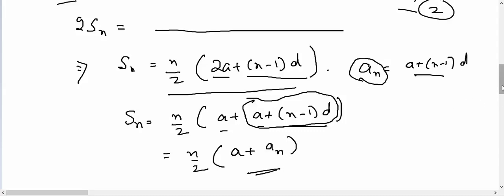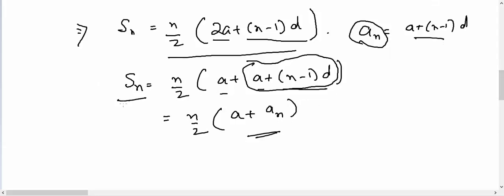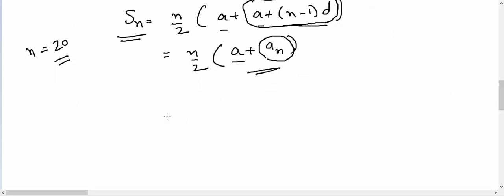In other words, the sum of n terms of an arithmetic progression can also be found if I know the value of n. For example, if I want to find the sum of 20 terms of an AP, I would know the value of n, and if I know the value of the first term and the value of the 20th term, then I can easily find the sum of 20 terms of an AP.